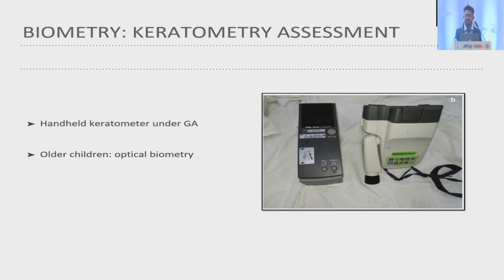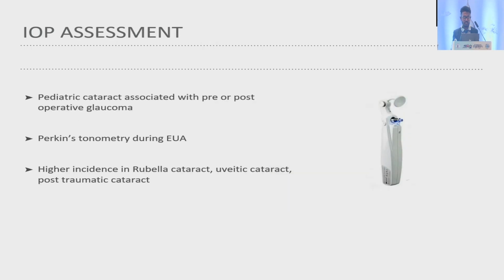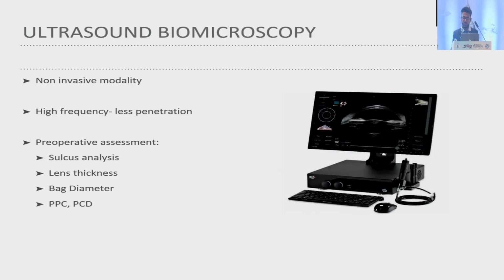Then another predictor of postoperative outcomes is the presenting intraocular pressure, especially because pediatric cataract is associated with pre- as well as post-op glaucoma. So during an examination under anesthesia, Perkins tonometer to assess the intraocular pressure is of utmost importance. And any factor which predicts the presence of glaucoma, like rubella cataract, uveitic cataract, or a post-traumatic cataract, must be especially watched out for.